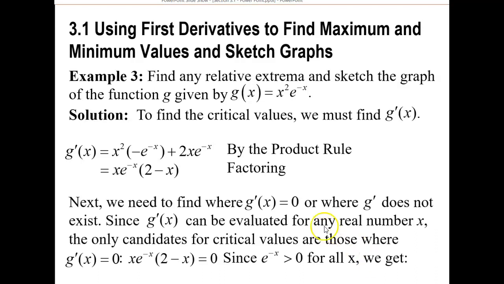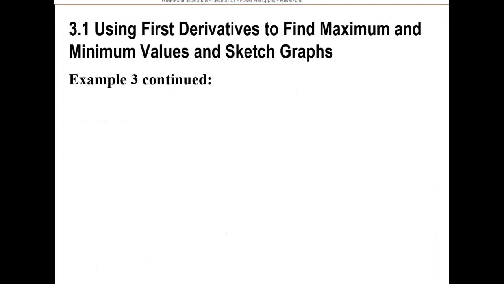All right, next we need to find where this is 0 or where it doesn't exist. Since g prime can be evaluated for any real number, there are no values where it doesn't exist, so it's only going to come from setting it to 0. If I set that to 0, we'll be setting each factor to 0. This factor, if I set it to 0, has no solutions. It's always a positive number. So the only critical values we're going to get are 0 and 2. When x is 0 or when x is 2, that will make these factors 0. This will never be a 0.